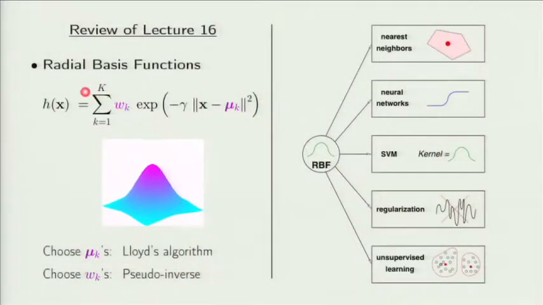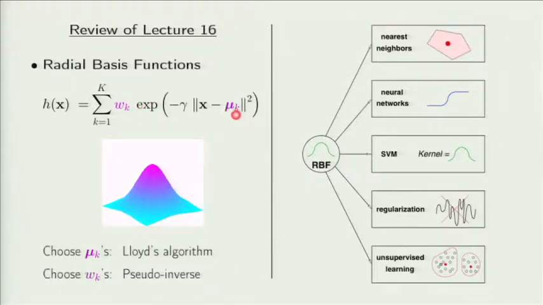Welcome back. Last time, we talked about radial basis functions, and the functional form of the hypothesis in that model is the superposition of a bunch of Gaussians centered around mu sub k. And we had two models or two versions of that model.